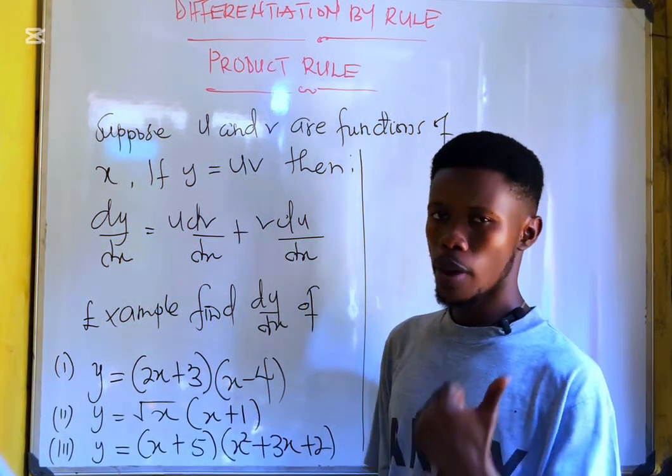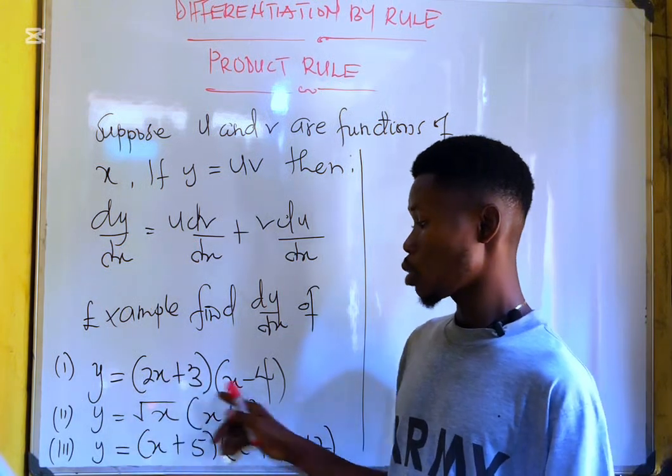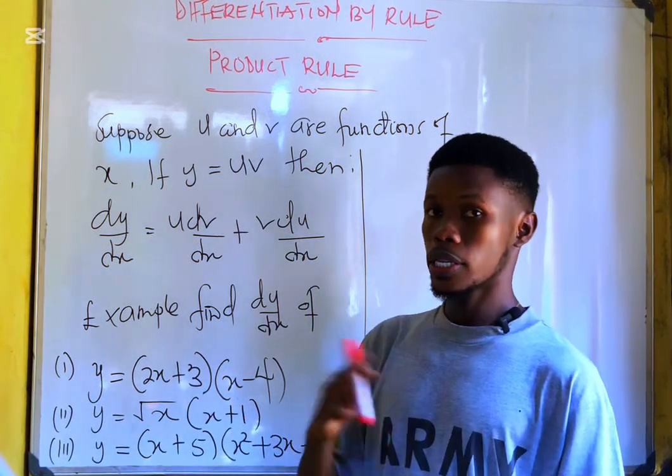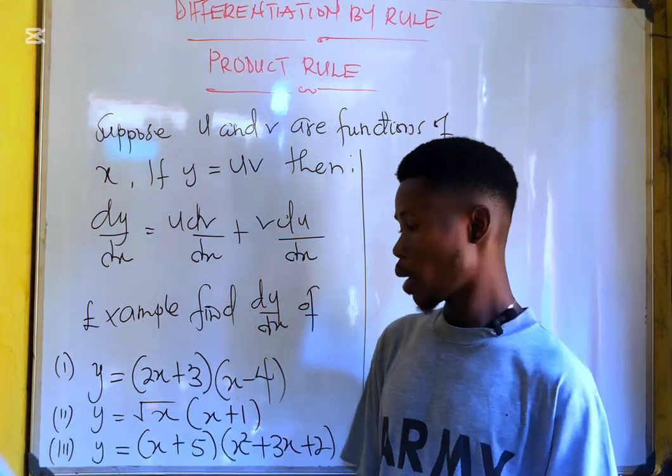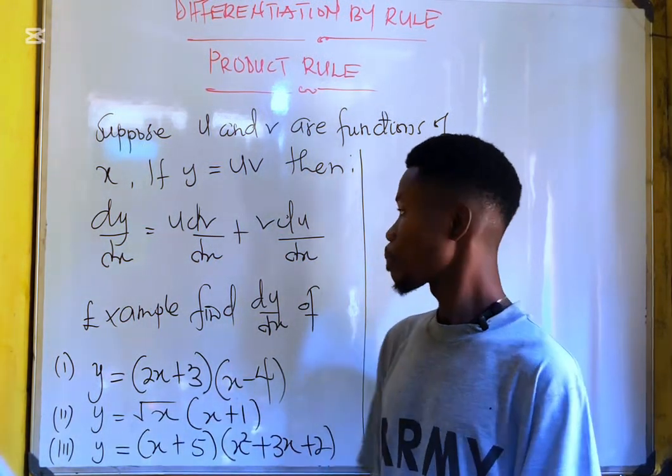Are you going to go by the normal one? Yes, you can go by the normal ones that we have been doing. By just opening the bracket, it becomes the normal sum and difference, then we solve. But if you want to maintain it like this, then you can use the product rule to do it.